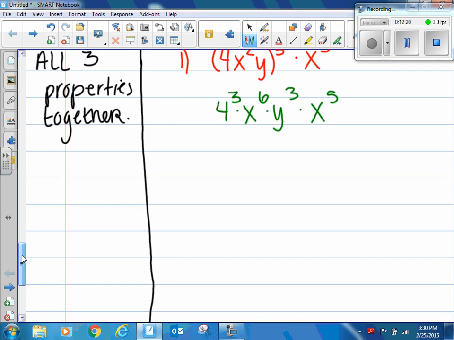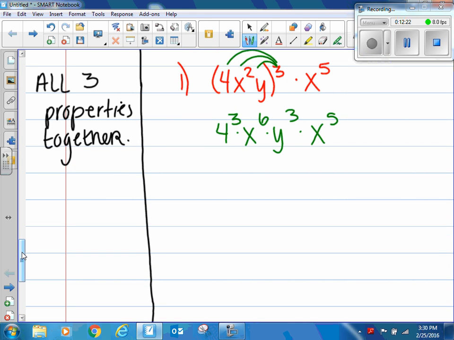Okay, well then I can definitely simplify this more. I have 4 to the 3rd. So 4 to the 3rd we know is 64. So this becomes 64. Well, look at what else I have going on here. I have an x base here and here. Because they have the same base, if you go back up, first thing we did in the notes, I can add those together. So 6 plus 5, x to the 11th, and then y to the 3rd.